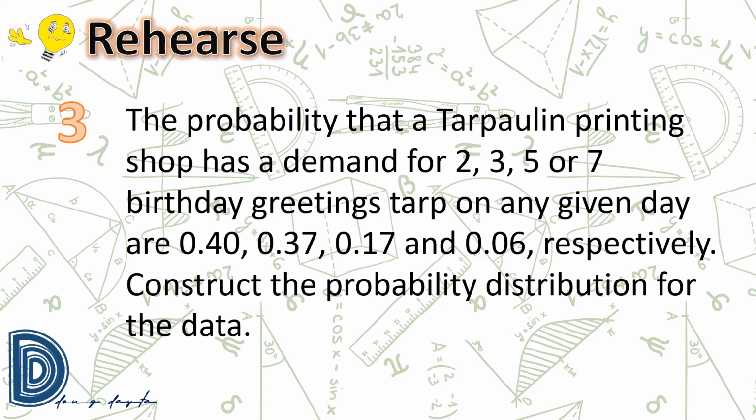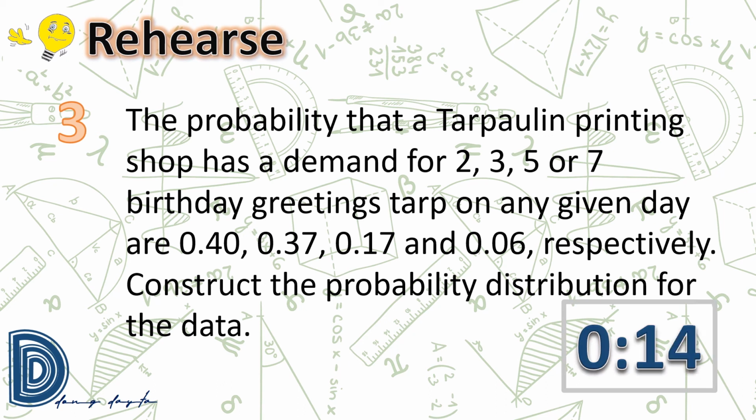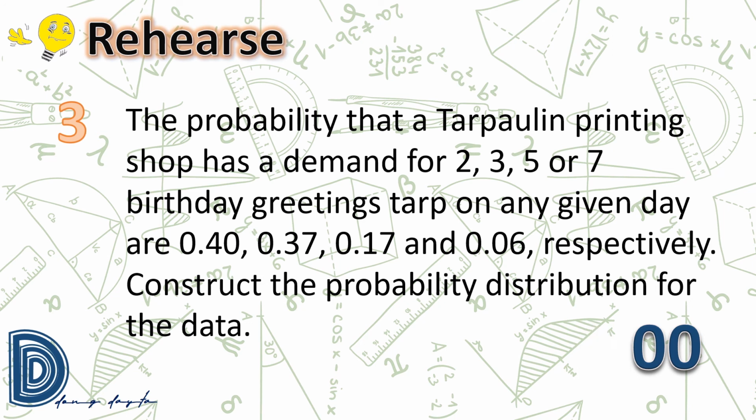The probability that a tarpaulin printing shop has a demand for 2, 3, 5, or 7 birthday greetings tarps on any given day are 0.4, 0.37, 0.17, and 0.06 respectively. Construct the probability distribution for the data. Time is up, let us check.